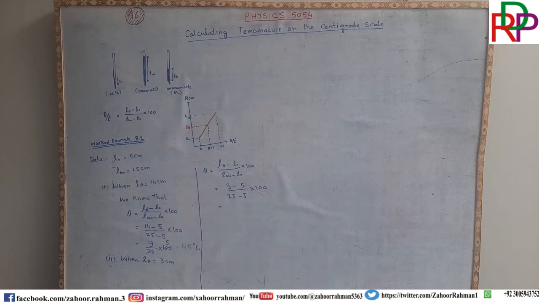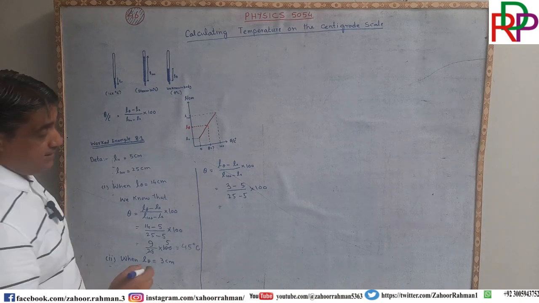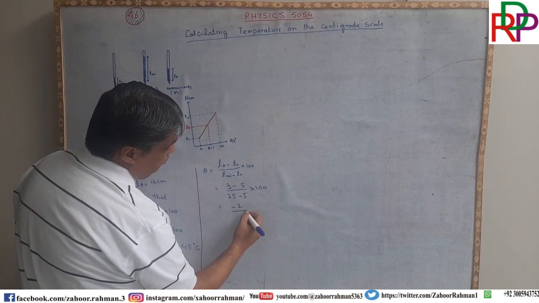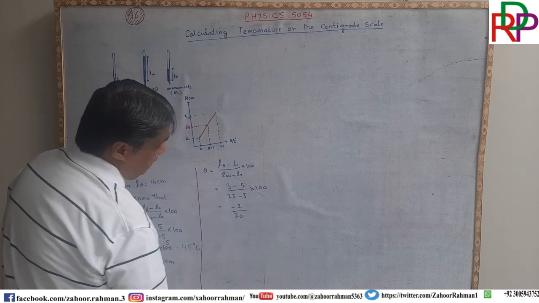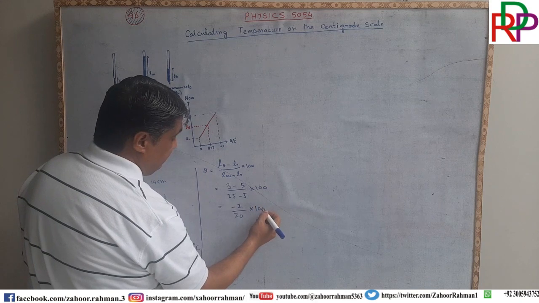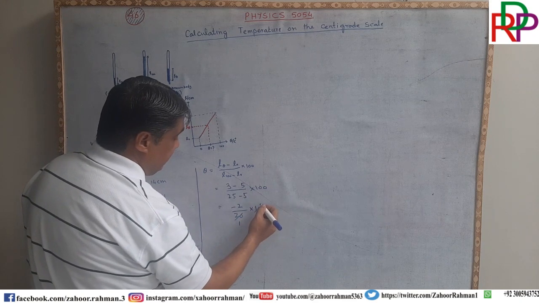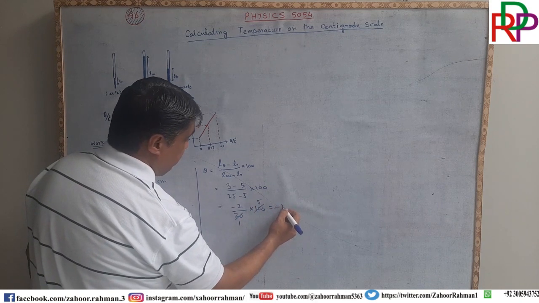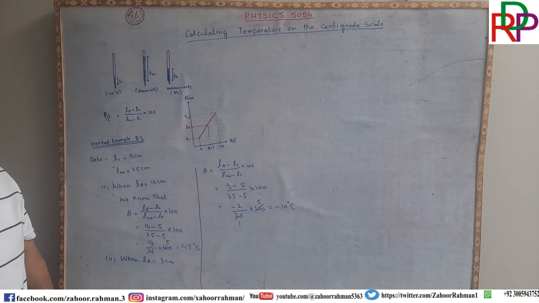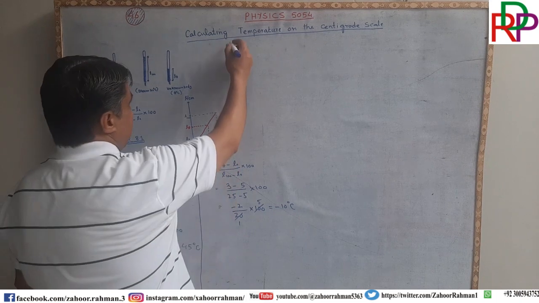So only there will be one value which is changing. So this will give you minus 2 divided by 20 multiplied by 100. So in this case it will be minus 10 degree Celsius.